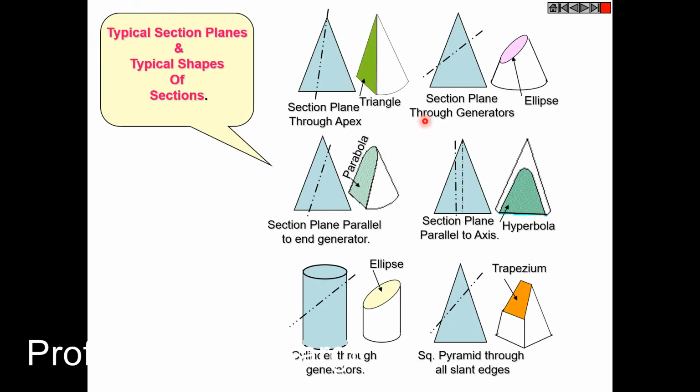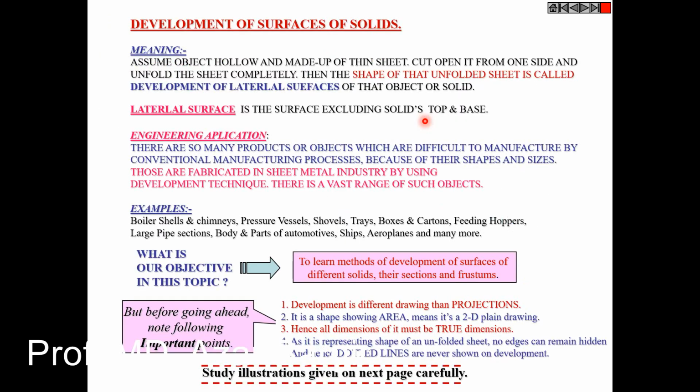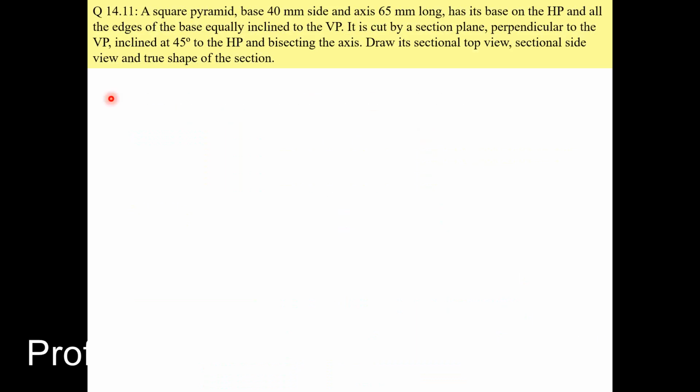Now in the assignment, or sheet number 8, we are going to solve 3 problems. One problem is on a pyramid, the second problem is on a prism, and the third problem is on a solid of revolution type, that is a cone. So let's begin with the first problem, a square pyramid. The given solid is a square pyramid, and its dimensions are 40 mm side and 65 mm long, meaning the height of the pyramid is 65 mm.